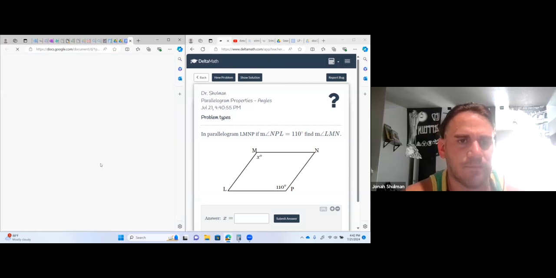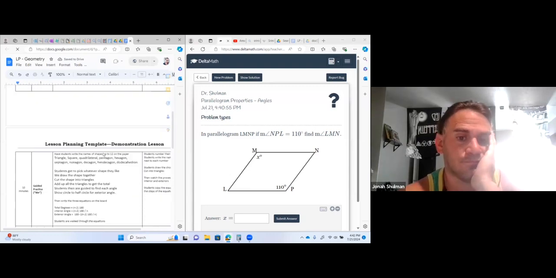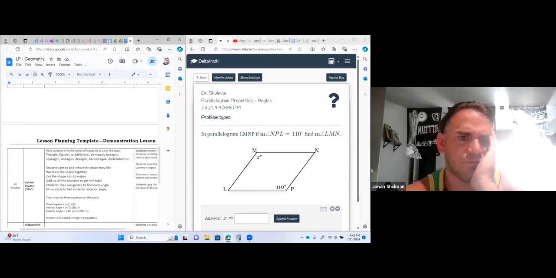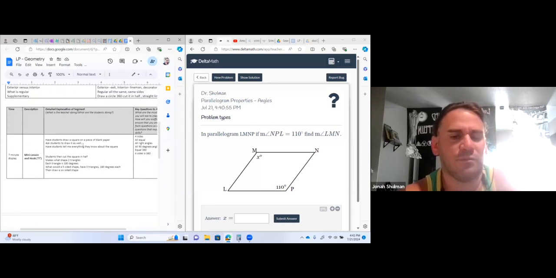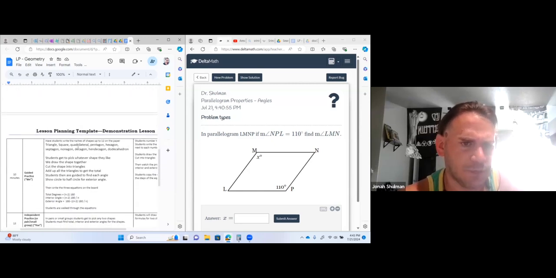So what do you do with your students? Have students draw a square on a piece of blank paper, ask them to draw it as well, have students tell me everything they know about it. And then you break down the paper.